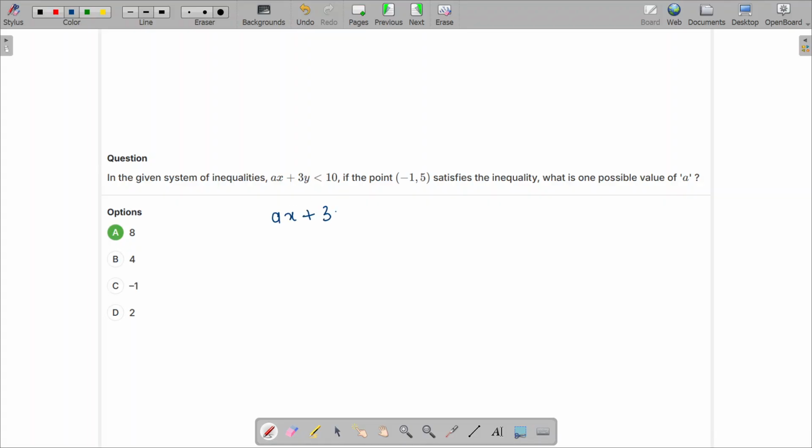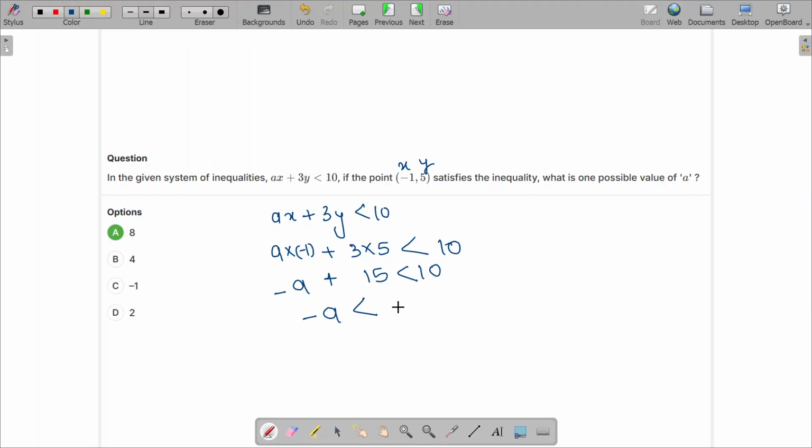Ax plus 3y less than 10. Plug in the values of x and y and check what is the possible value of A. So I'm going to plug in A times minus 1 plus 3 times 5 less than 10. It is 15 and this is negative A less than 10. So here negative A is less than 10 minus 15, which is nothing but negative 5. But when I transpose this negative sign to the other side, my symbol will change.